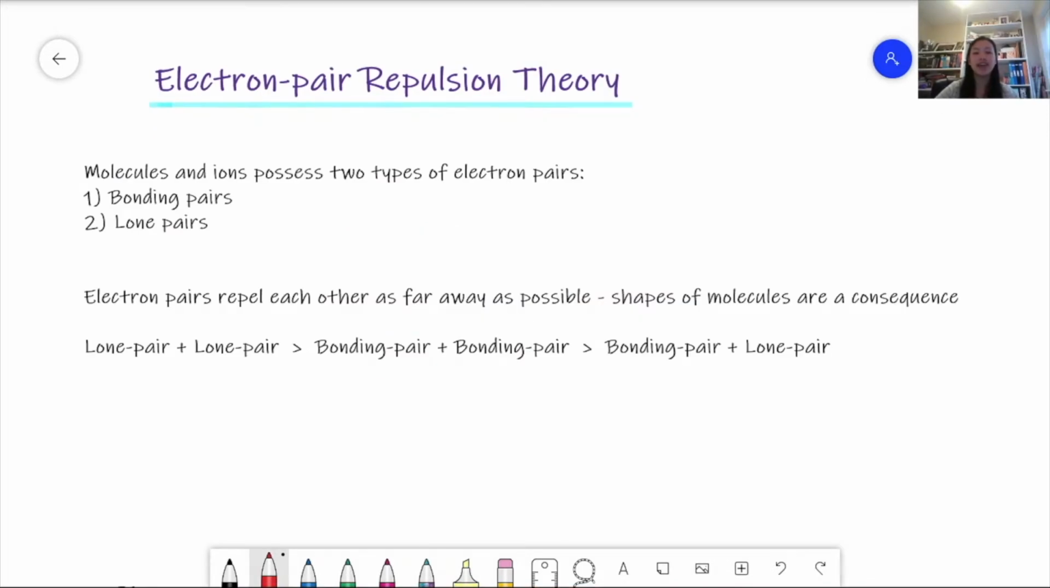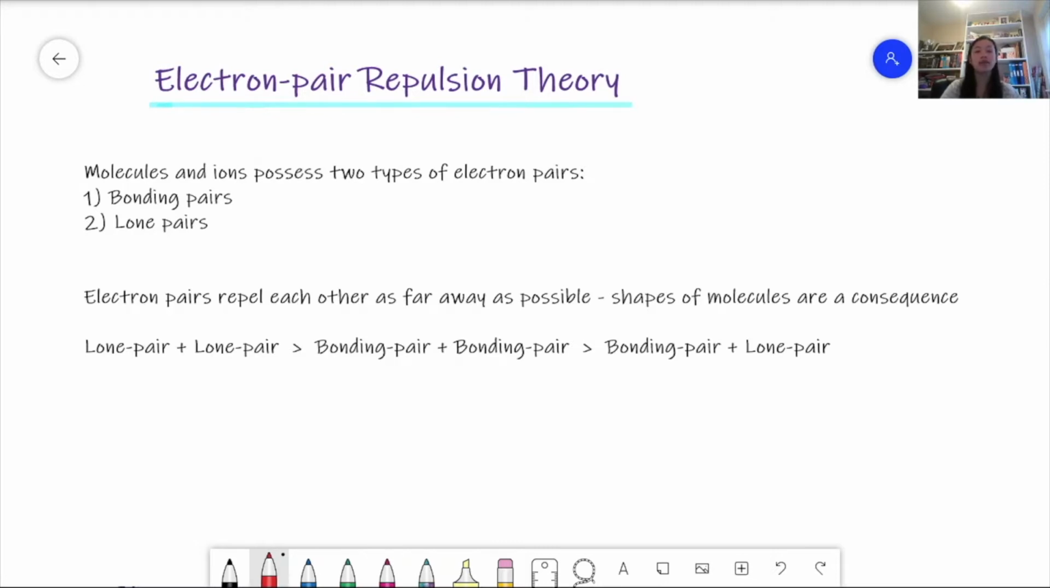So the first thing to know is the electron pair repulsion theory. This basically states that electron pairs repel each other as far away as possible. So around a central atom, they will arrange themselves as far away from each other as possible. And this makes sense because electrons are negatively charged. So if you put 2 electron pairs together, they will naturally repel each other, and that's why they want to be as far away as possible from each other.